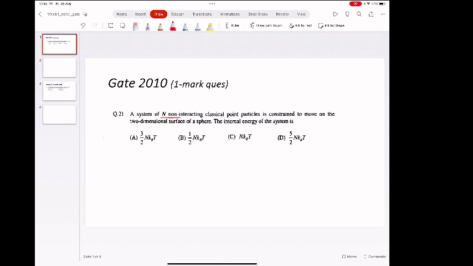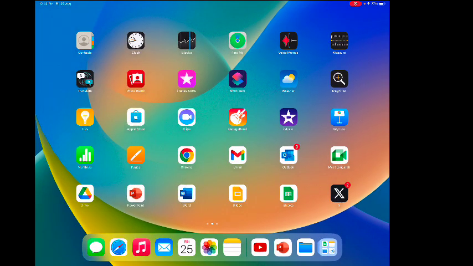So this is a 1 mark question. There are 2 important things which we can deduce from this particular question. What are the things which are given? We will first note them down, and after that we will solve the entire question. Given that there are n non-interacting classical point particles, constrained to move on the two-dimensional surface of the sphere, what we need to find is the internal energy of the system. So let's see the solution of this particular problem.